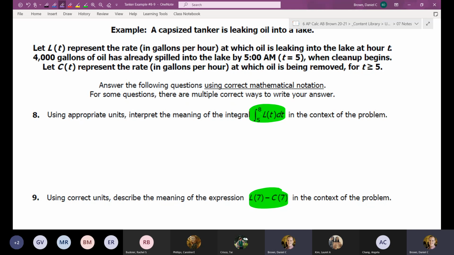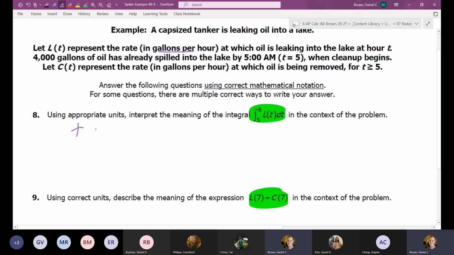And again, if you're stuck trying to find a way to explain it, just go back to your units. If you know what L of T is, and you're integrating L of T, think about what those units would be, and use that to help you form your answer. Looking at this first one, L of T represents gallons per hour. We're looking at the integral of L of t, so it's going to give you something in gallons, so I know I would be talking about amount. So how I would form my answer, and I'll tell you where you would earn points and what you have to include.